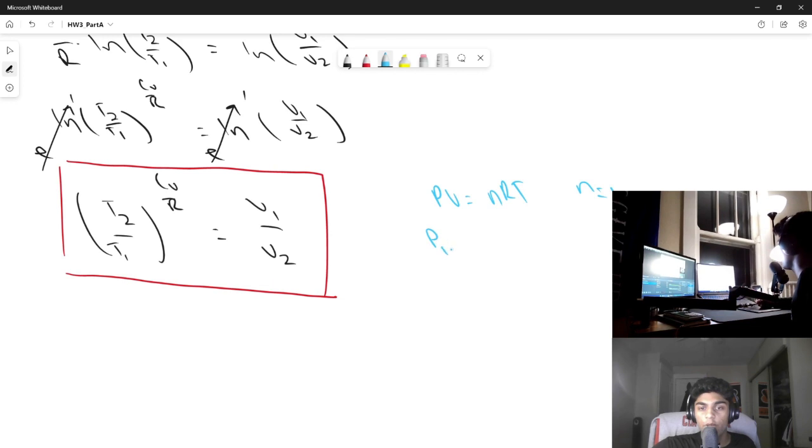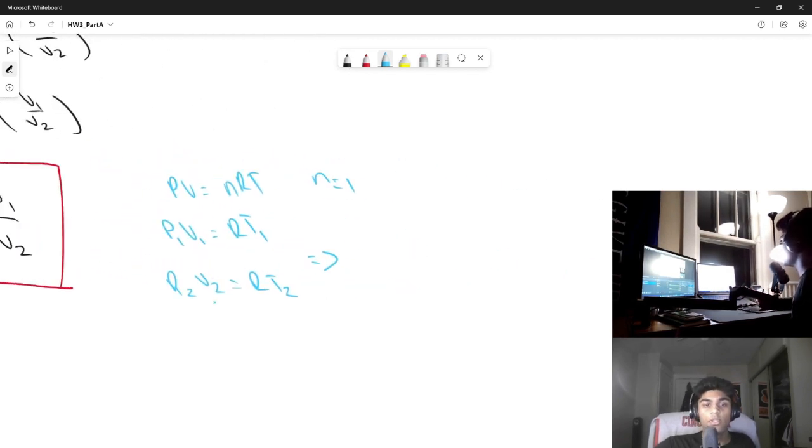So we have P1 V1 equals RT1 and P2 V2 equals RT2. If we go ahead and try and get T1 and T2 by themselves, we end up with P1 V1 over R equals T1 and P2 V2 over R equals T2.